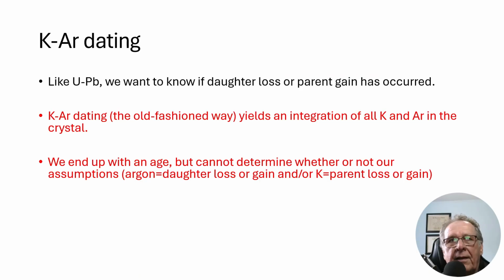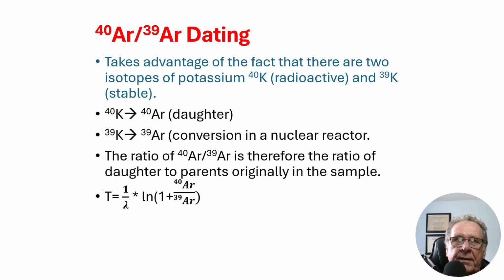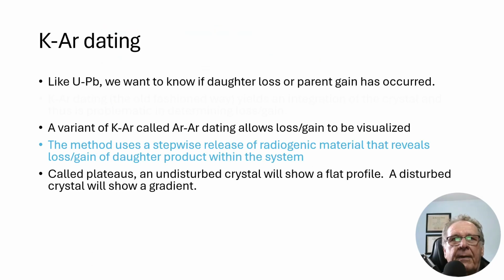And again, like uranium-lead, we want to know if parent or daughter is lost or gained. And we typically have applied a variant of the potassium-argon dating called argon-argon. Again, I'm not going to go into this, but this method of dating rocks provides a check on our assumptions. So how does it do that?